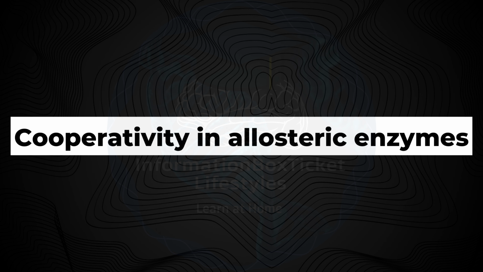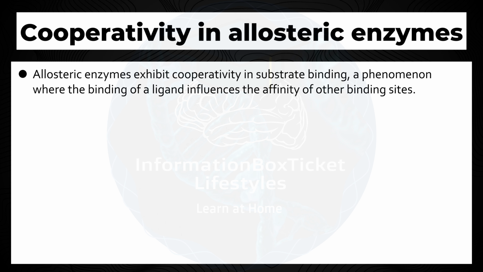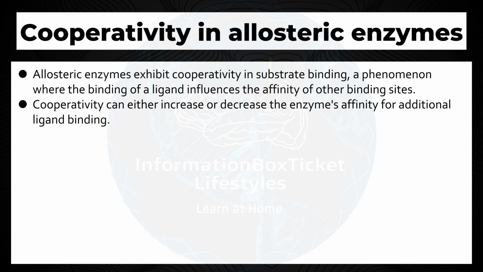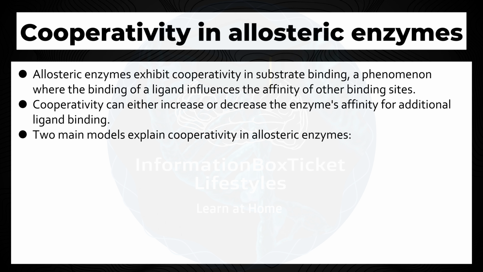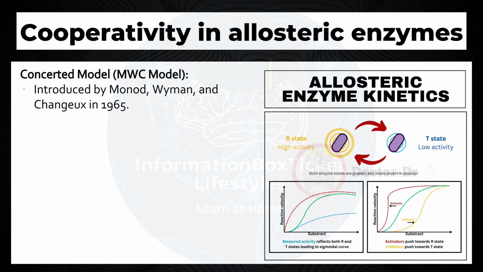Cooperativity in allosteric enzymes. Allosteric enzymes exhibit cooperativity in substrate binding, a phenomenon where the binding of a ligand influences the affinity of other binding sites. Cooperativity can either increase or decrease the enzyme's affinity for additional ligand binding. Two main models explain cooperativity in allosteric enzymes. Concerted model, MWC model, introduced by Monod, Wyman, and Changeux in 1965.